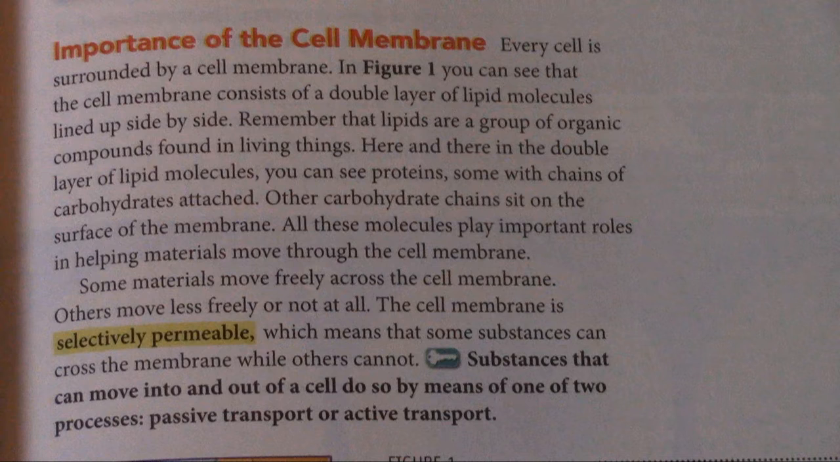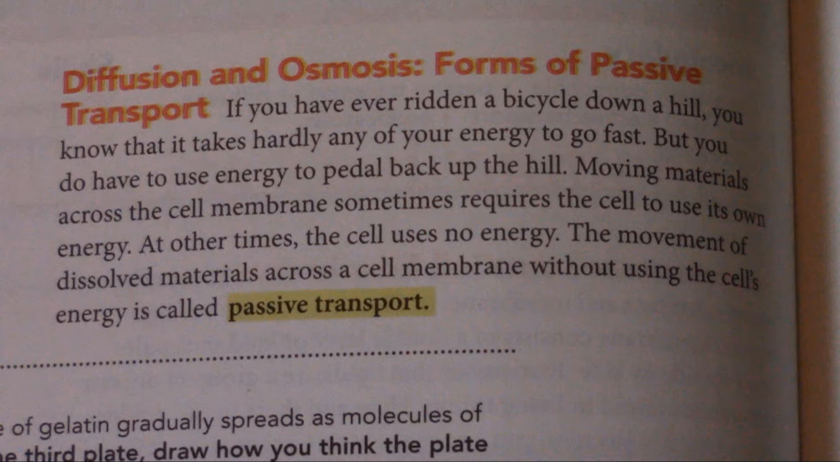All these molecules play an important role in helping materials move through the cell membrane. Some materials move freely across the cell membrane. Others move less freely or not at all. The cell membrane is selectively permeable, which means that some substances can cross the membrane while others cannot. Substances that can move into and out of a cell do so by means of one of two processes: passive transport or active transport. Diffusion and osmosis, forms of passive transport.